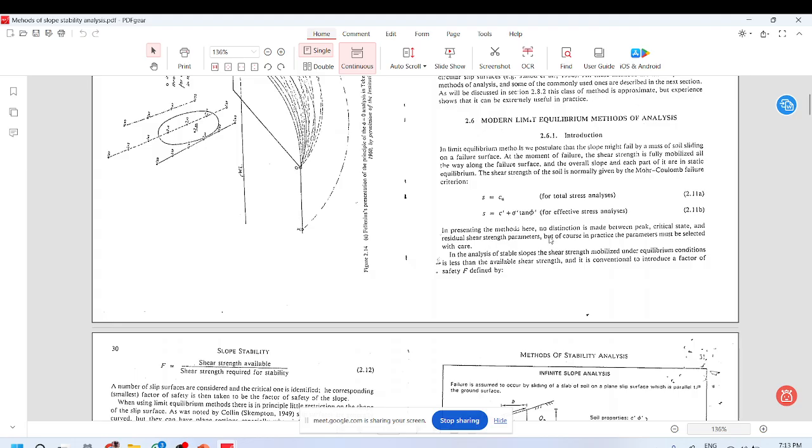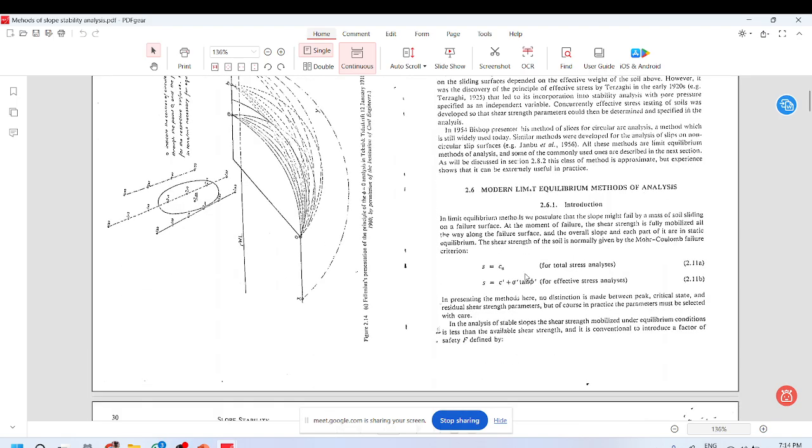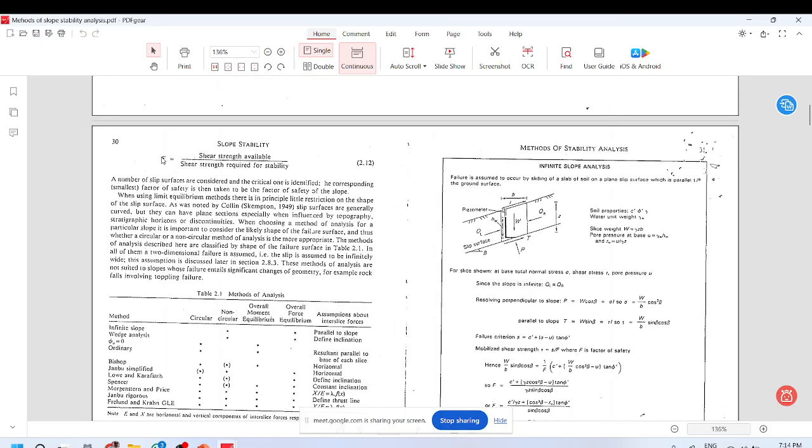So basically, why I am showing you this is because I want to show you that all of these methods stem from the same concept. They have the same basis. There are just slight tweaks in different methods that can make it method of author A, author B. All of these methods take factor of safety as shear strength available over shear strength required for stability.